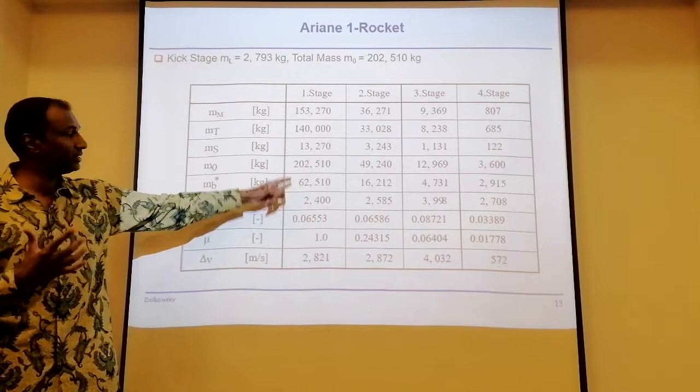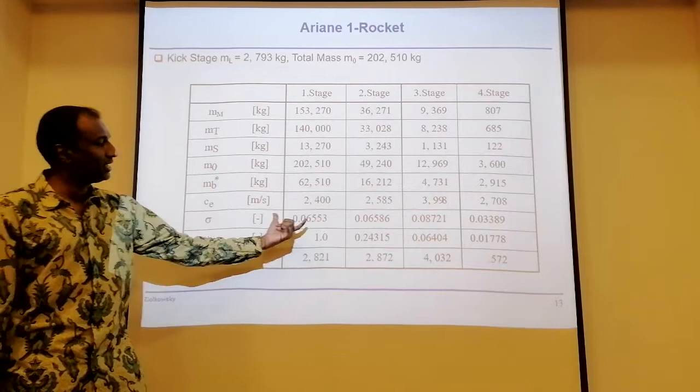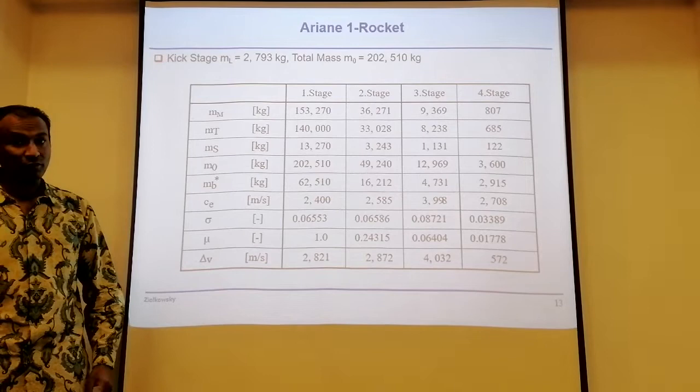Okay? And you can see basically the sigma, the CE, you see CE here, stage 1, stage 2, stage 3, and the fourth stage is actually different, because you have different rocket engines. So you will have different CEs. Likewise, mu is also different.